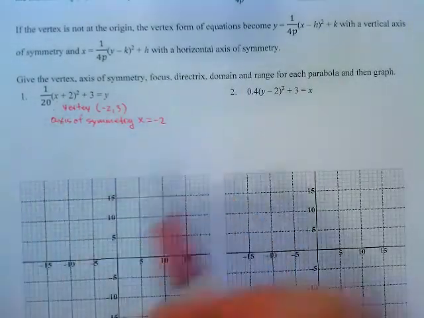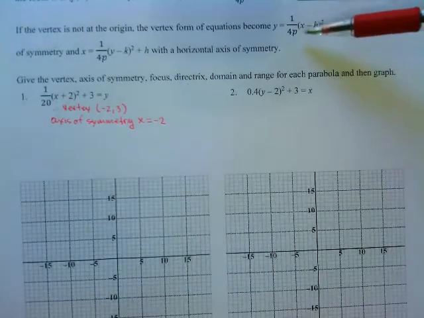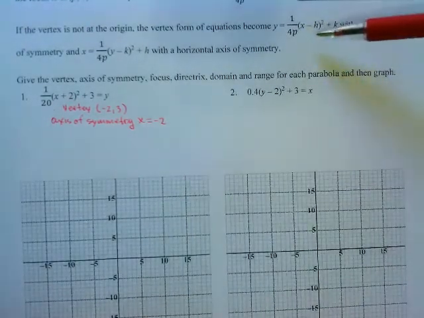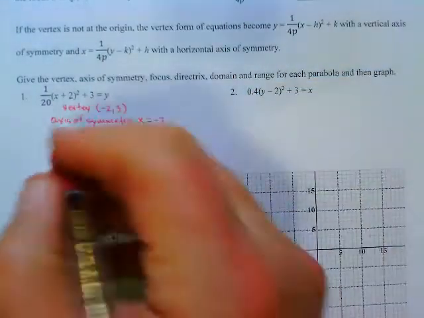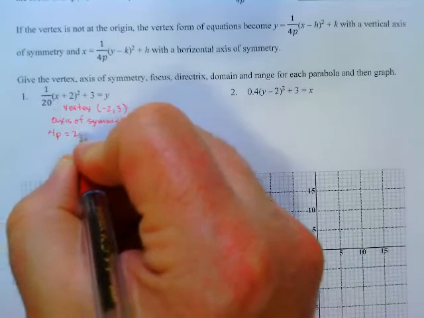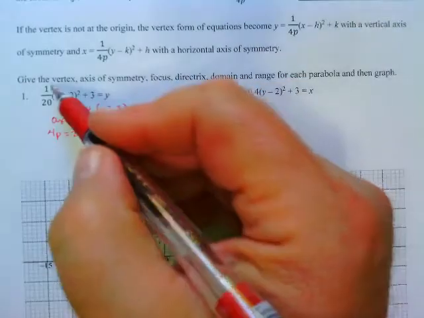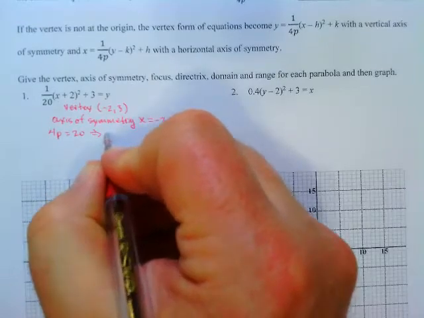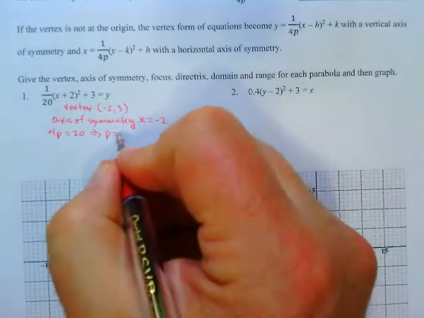Now, the form, if we go back up here, the form is 1 over 4p, and then the rest of the equation. So that means here that 4p equals 20, because 1 over 4p is 1 over 20. So that will give us p equals 5.